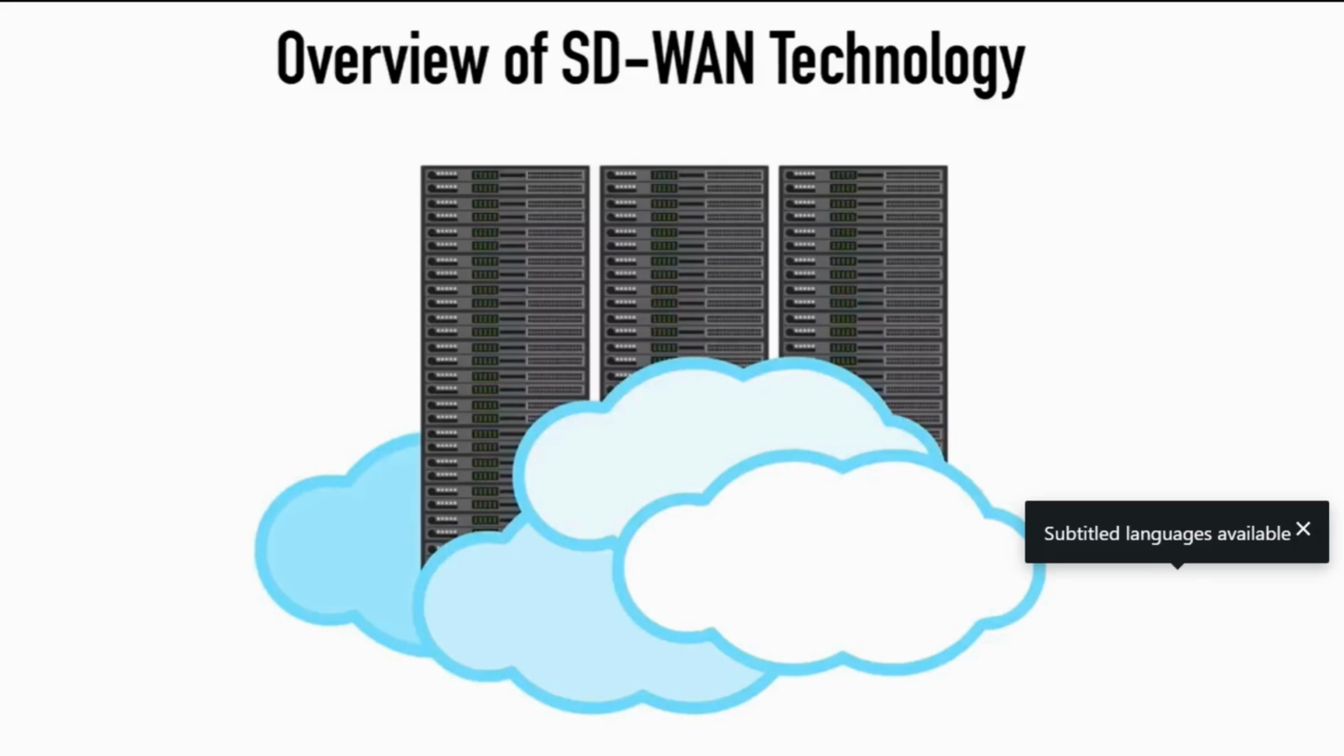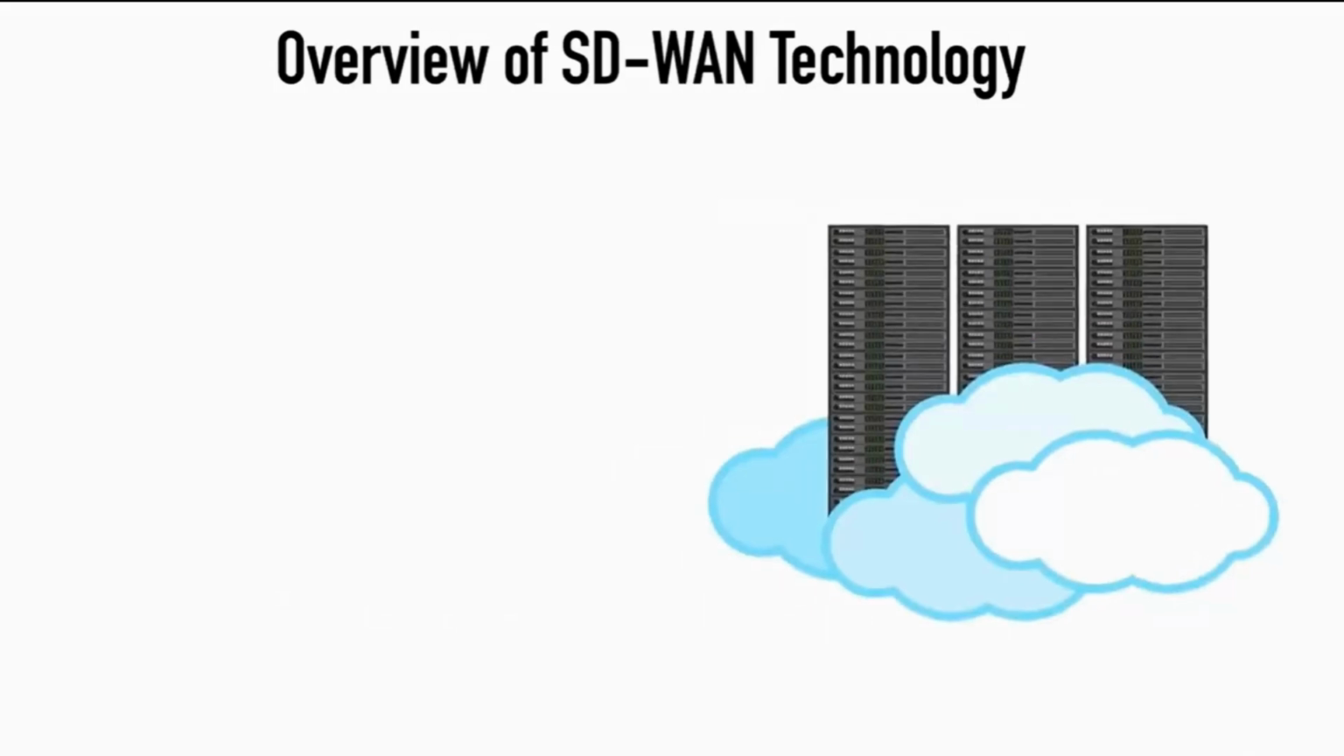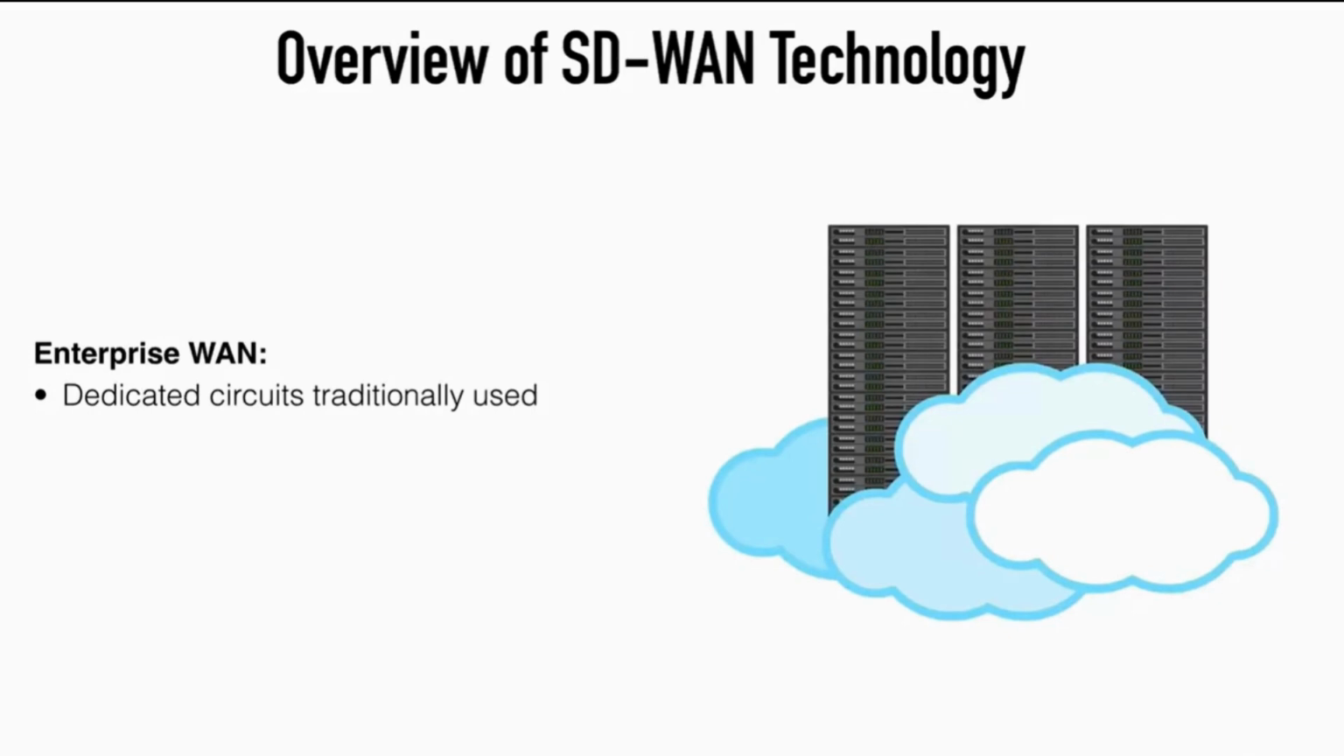Solutions allow us to interconnect main offices with branch locations, among other things, and that allows us to share resources. We can share access to centrally located data, services, or applications. Traditionally, dedicated circuits have been used to achieve this connectivity, things such as frame relay or MPLS. Although these provide reliability and security for the connection, our modern networks require some rethinking of this.